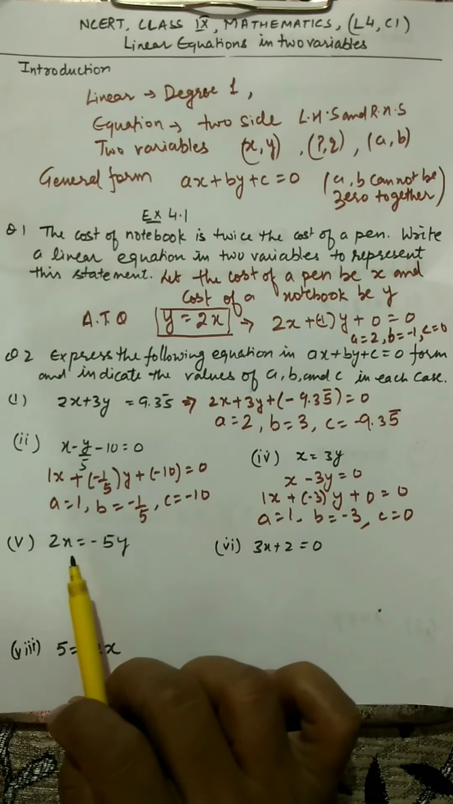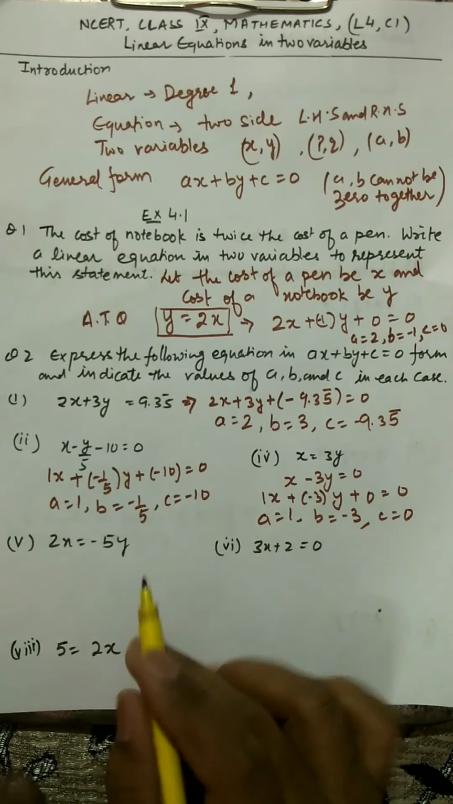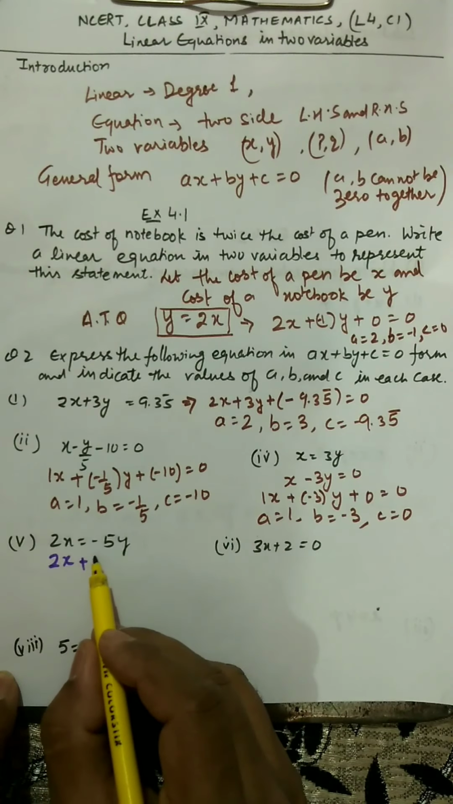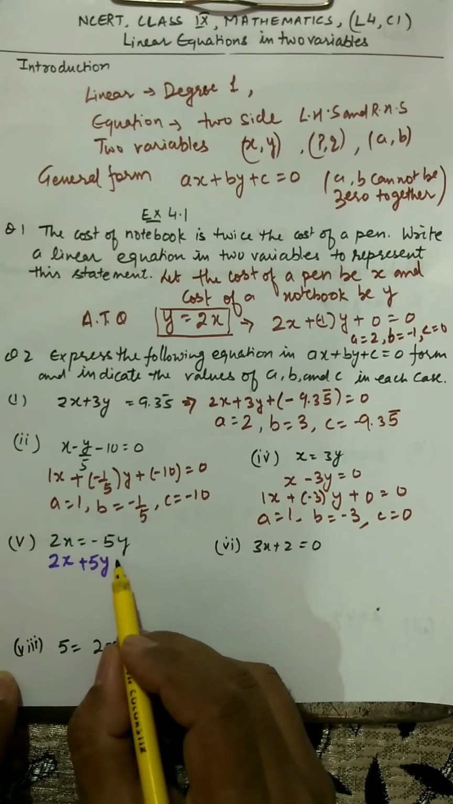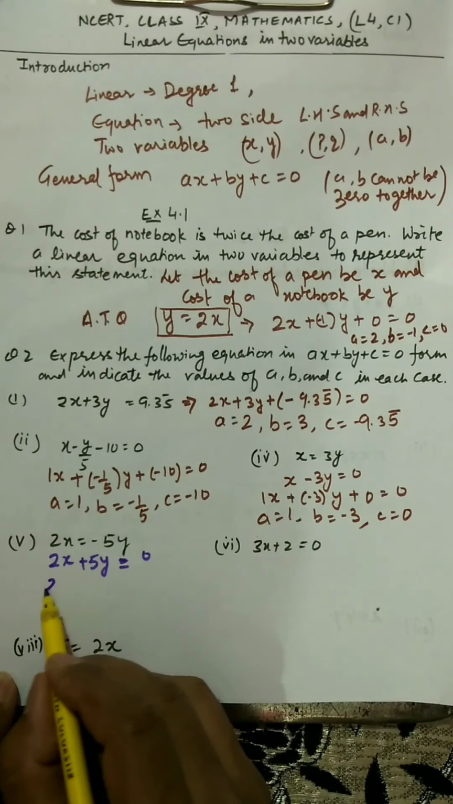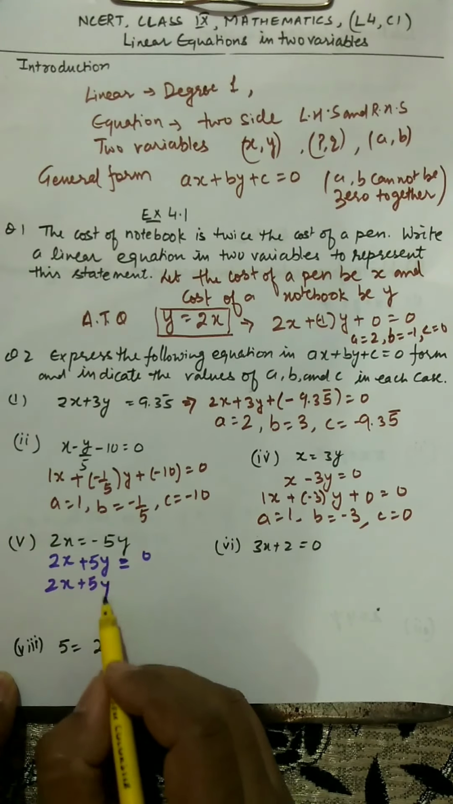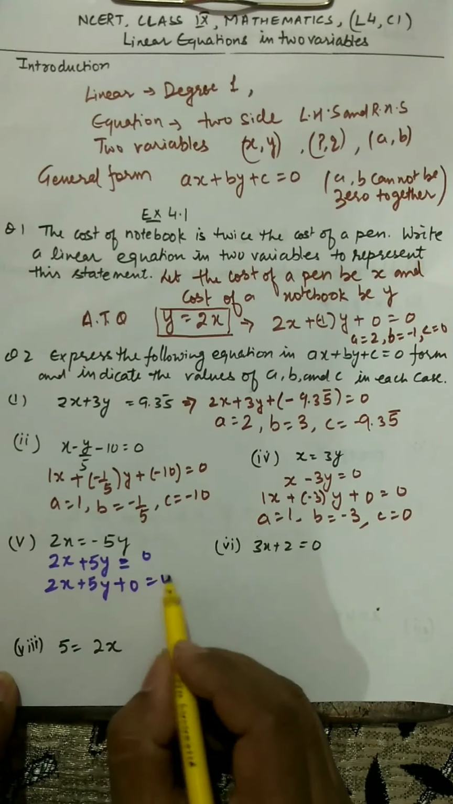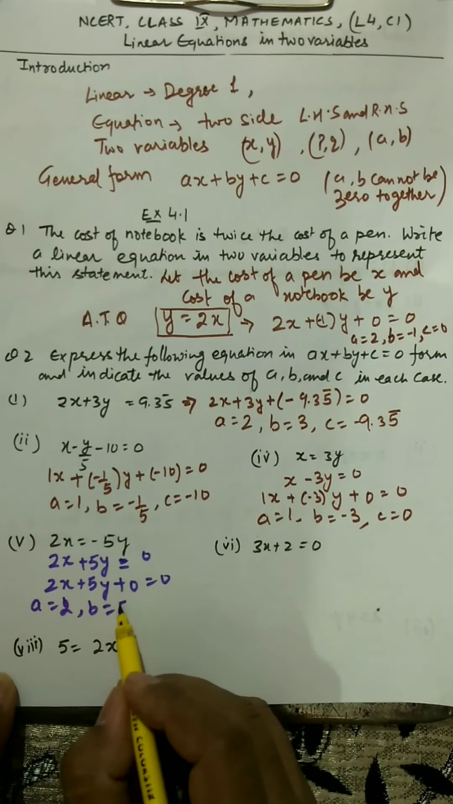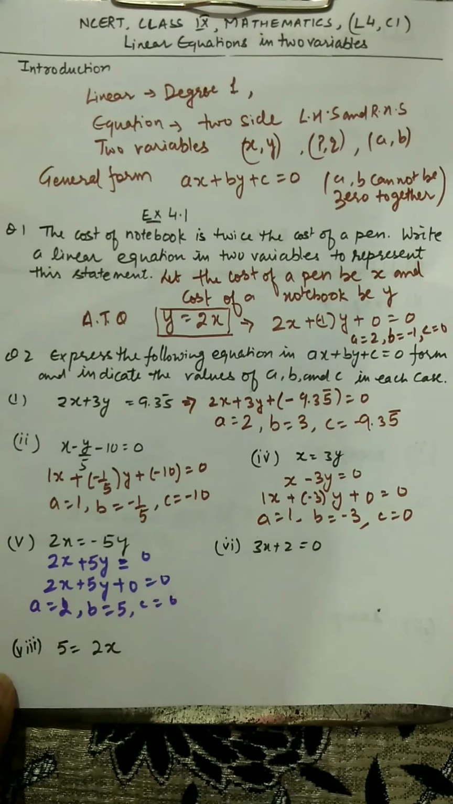Now come to this fifth one, 2x equal to minus 5y. So you can write 2x and bring this 5y here, so it becomes plus, and equal to 0. There is nothing, so you write 0. Now you can see that it can also be written 2x plus 5y plus 0 equal to 0. So this way a equal to 2, b equal to 5, and c equal to 0 can be written.